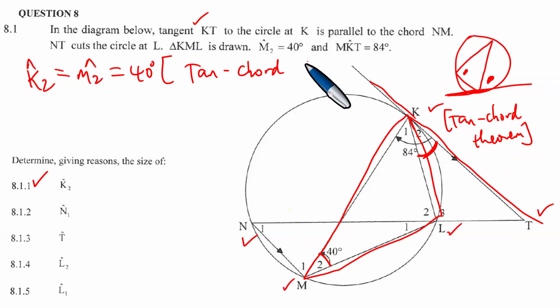Tan chord theorem. So the angle K2 equals M2, which equals 40 degrees. Then the next thing we're going to do, angle N1.